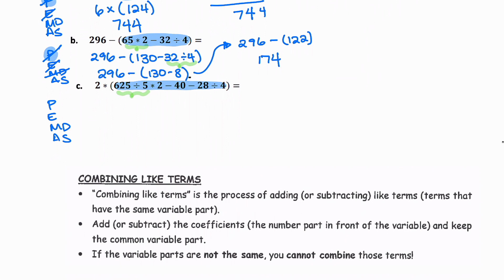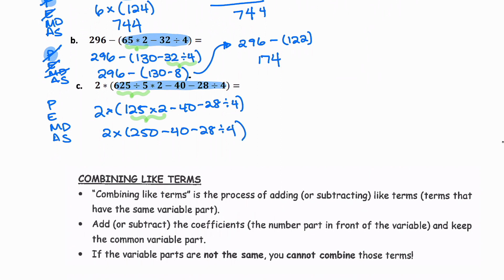When I divide those, I end up with 2 times parentheses, that's 125 times 2 minus 40 minus 28 divided by 4. There's still parentheses. I'm working with multiplication and division. I'm going to go from left to right because I see a couple and I see the multiplication right there. So we're going to go ahead and take care of that. 125 times 2 is 250. I get 2 times 250 minus 40 minus 28 divided by 4.